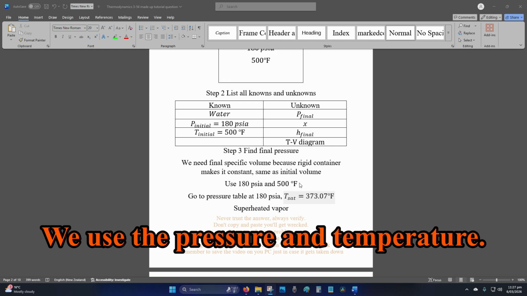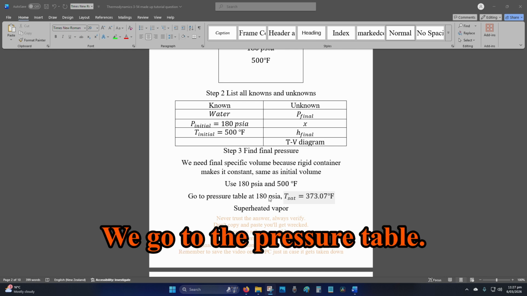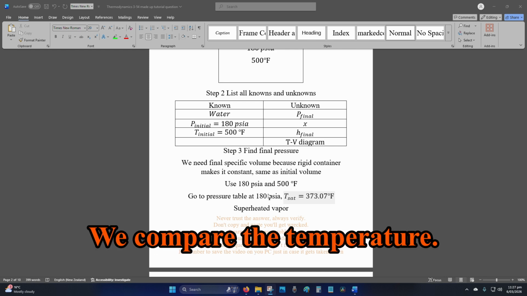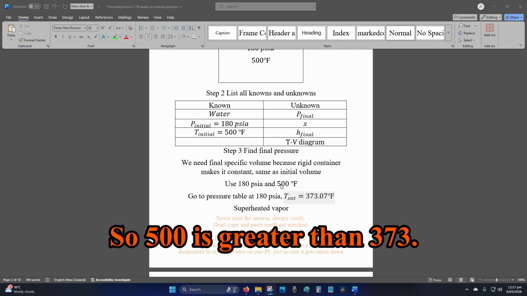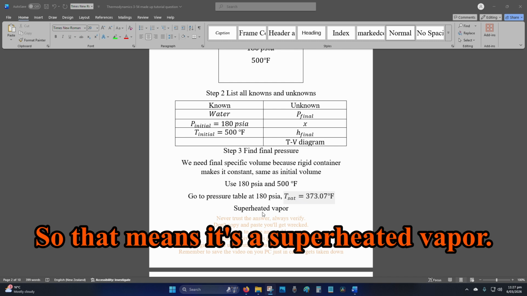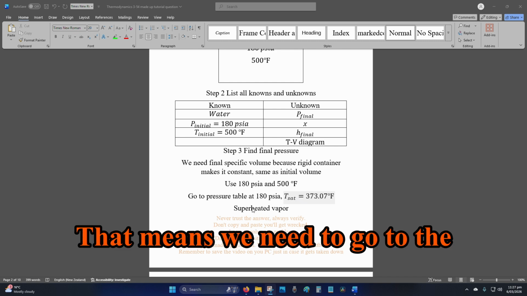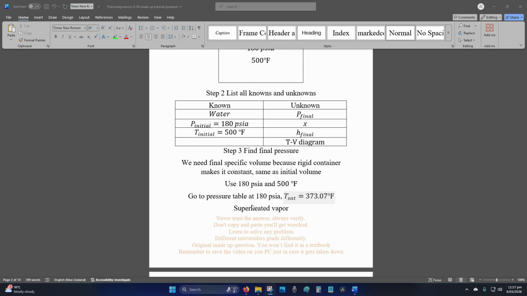We use the pressure and temperature. We go to the pressure table and compare the temperature. The saturated temperature is lower, so 500 is greater than 373, which means it's a superheated vapor. That means we need to go to the superheated vapor table.